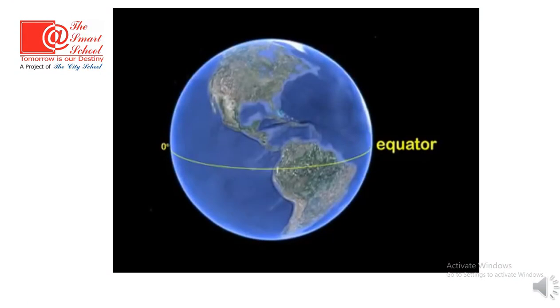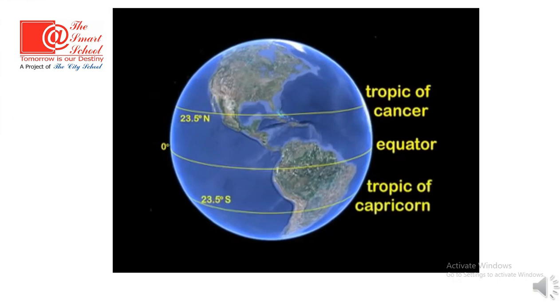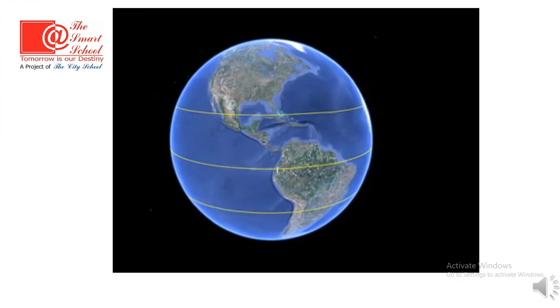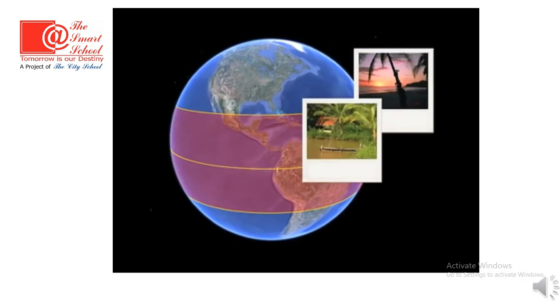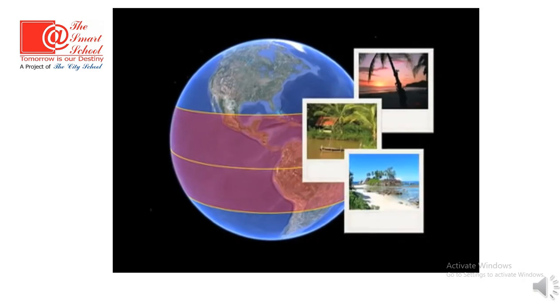The equator lies at 0 degrees, halfway in between the north and south poles. There are several other unique lines of latitude. The Tropic of Cancer lies at 23.5 degrees north, and the Tropic of Capricorn lies at 23.5 degrees south. The part of the Earth that lies between these lines is called the tropics. It's known for its hot temperatures, heavy rainfall, and dense jungle.